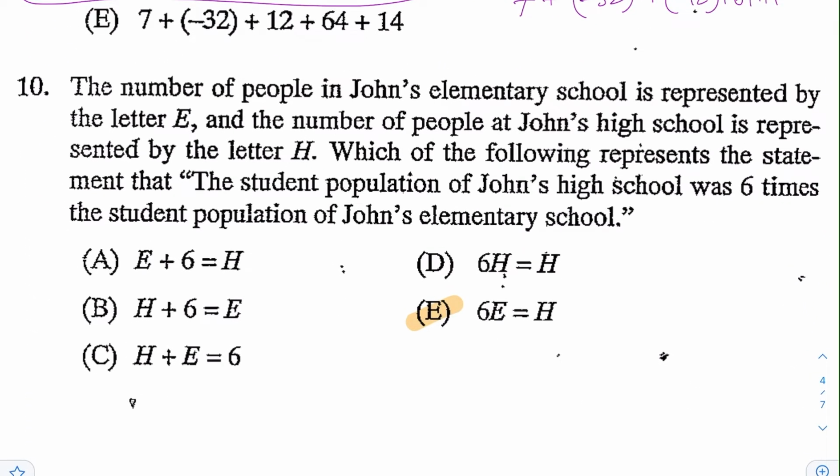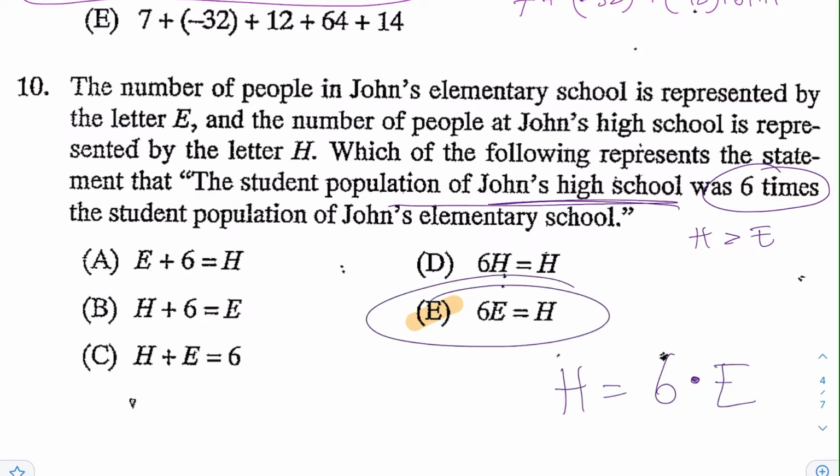Next for number 10, the number of people in John's elementary school is represented by the letter E, and the number of people in John's high school is represented by the letter H. Which of the following represents the statement, the student population in John's high school was 6 times the student population in elementary school? So high school was greater, specifically 6 times greater. So high school's population will be 6 times, or 6 multiplied by E. And that's choice E. So you turn the word sentence to a number sentence. Again, times means multiply. You want to multiply the smaller number, which is E in this case, by 6, and that'll be equal to the bigger number.